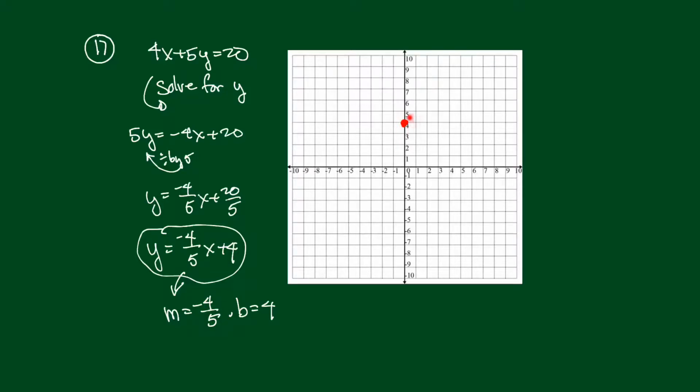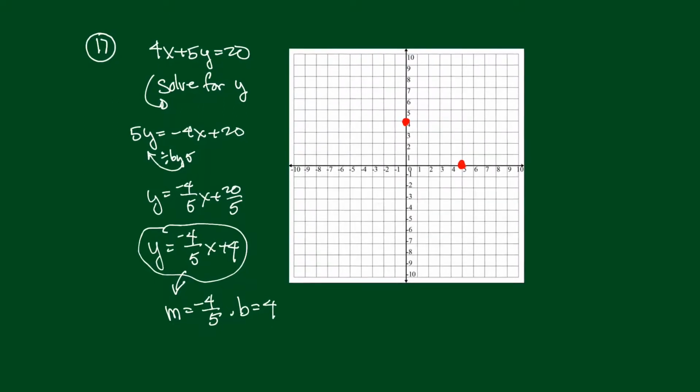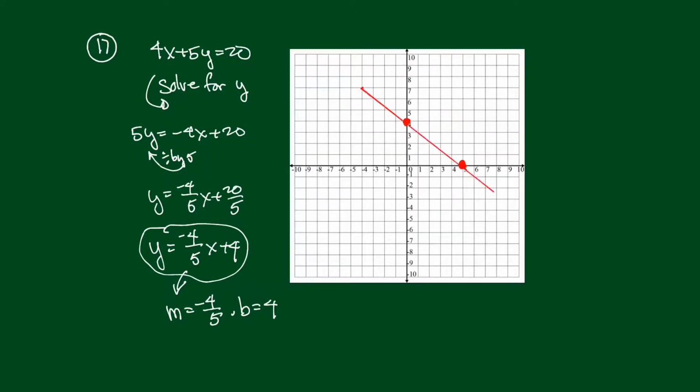So I'm going to start at this point up here. I'm going to go to the right 5, down 4, and I'll be back on the line. So let's do that. To the right 5, down 4 puts us right here. And now, as best I can, I'm going to pass a line through those 2 points. There we go. So I've got the graph, I've got the slope, and I've got the y-intercept.